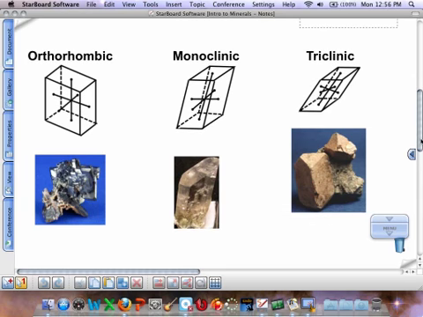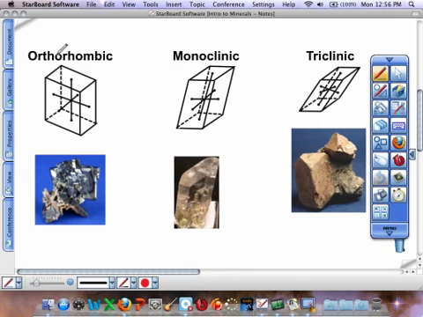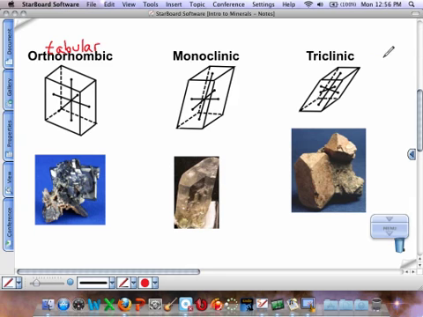Next one on this list is called orthorhombic. And with orthorhombic, it tends to have a tabular look to it. Write that one out. So kind of tabular. What does that mean, tabular? Yeah, kind of thin, almost like a tablet. So anytime you see the word tabular, it kind of means like very thin, almost like a tablet.